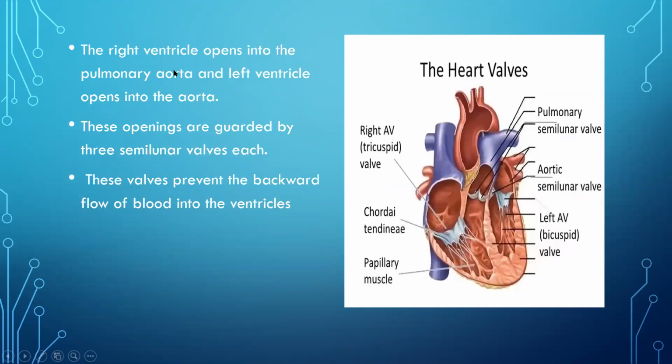The right ventricle opens into the pulmonary trunk. This is the right ventricle, and it opens into the pulmonary trunk. Whereas the left ventricle, this is the left ventricle, opens into the aorta.